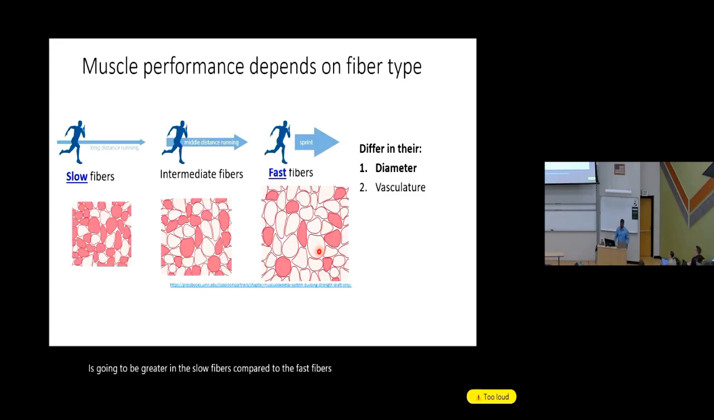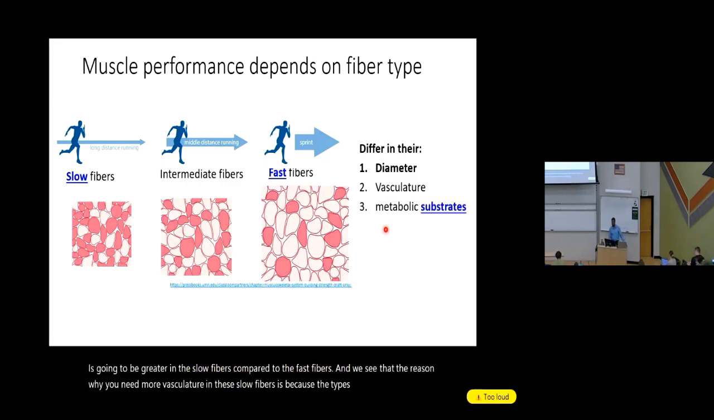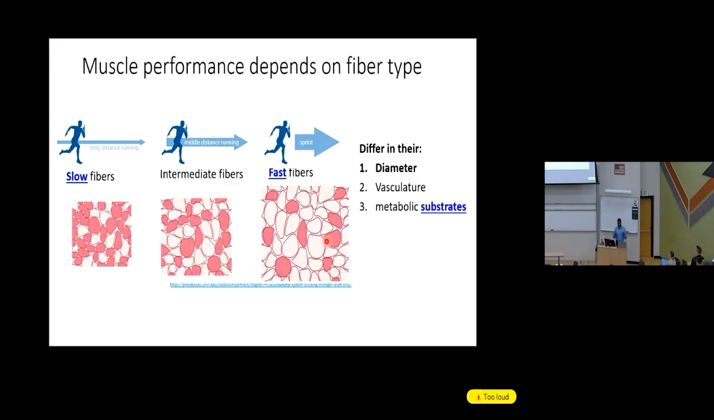And we see that the reason why you need more vasculature in these slow fibers is because the types of substrates used by the slow fibers would be mainly fats, and that's why you need a lot of oxygen being delivered to those muscles so that they can use aerobic metabolism for making ATP. Whereas these fast fibers mainly contain glycogen, and storage of glycogen requires more space, and we can see why these have a larger diameter as well.